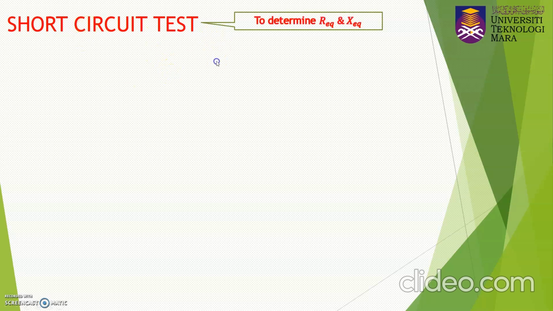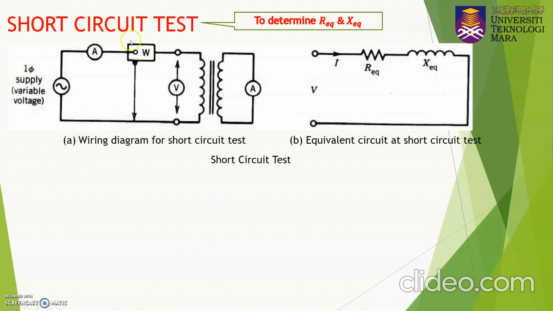For the short circuit test, we use it in order to determine the R equivalent and also X equivalent. This will include your R1, R2, XL1 and also XL2. So basically this is the wiring diagram for the short circuit test. Same as the previous slide, you also connect the ammeter, wattmeter and also voltmeter to either the primary side or the secondary side. And then this is the equivalent circuit for a short circuit test.